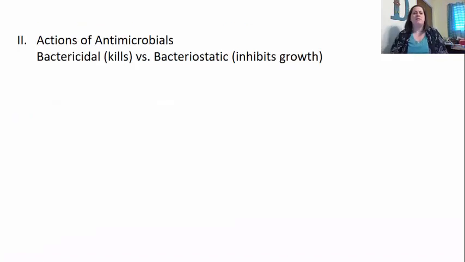So what are the actions of these antimicrobials? Well, some of them are bactericidal. They're going to kill the bacteria. Others are bacteriostatic, which means they're just going to inhibit the growth.